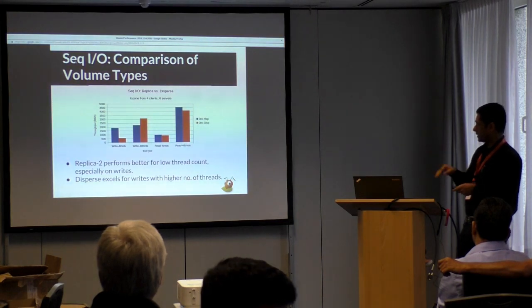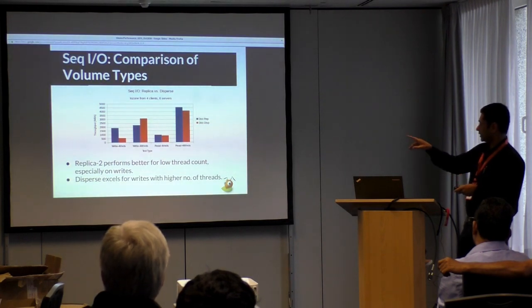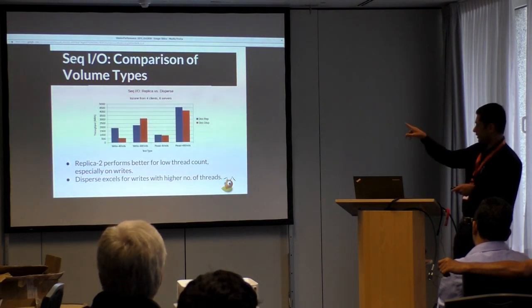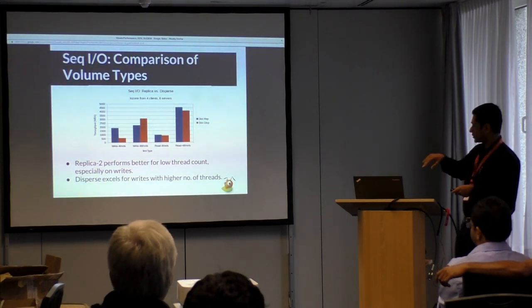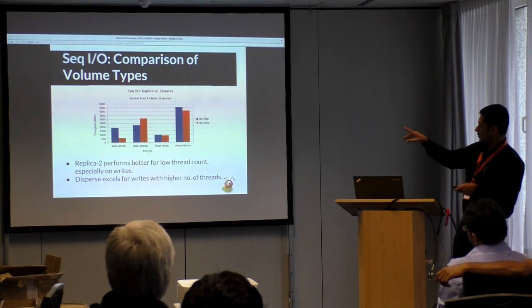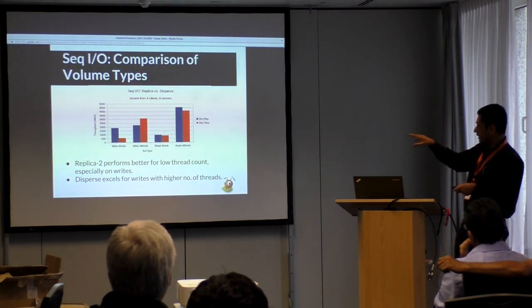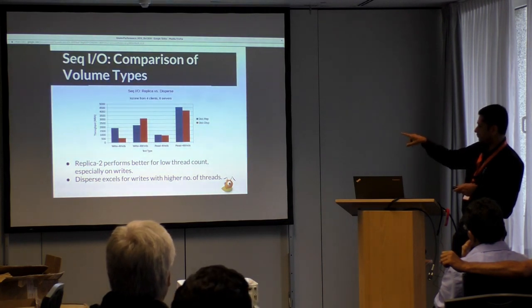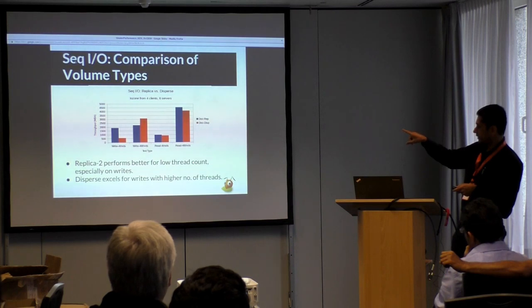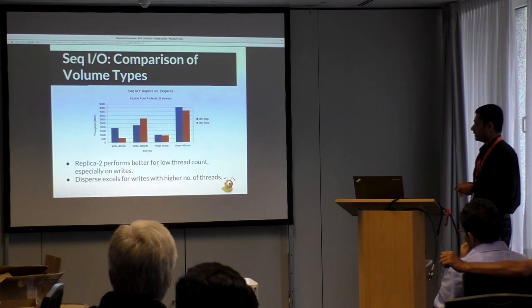So if you compare the volume types, you can see that the blue is distributed replicated. So in this case, both are 6 servers, 3 cross 2 and 12 cross 4 plus 2. For the reasons I said earlier, distributed replicated outperforms erasure coded when you have a small number of threads. But then distributed dispersed really does well when you have a large number of threads on the write case, right? So it significantly outperforms distributed replicated.